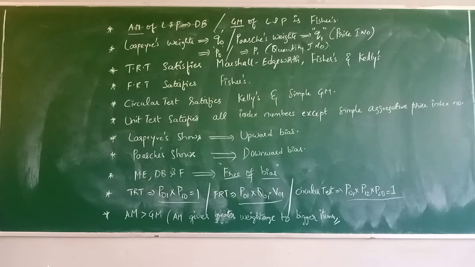So 1 plus 2 plus 3 plus 10,000. Obviously the total changes, the average changes, everything. But the geometric mean is not like that. Arithmetic mean gives greater weightage to bigger items. I hope this is the end of the index numbers concept.